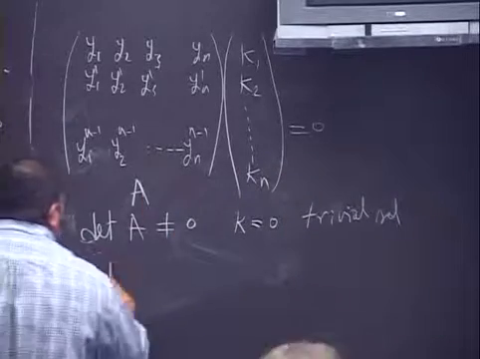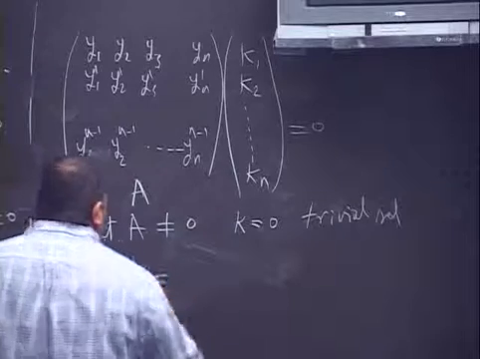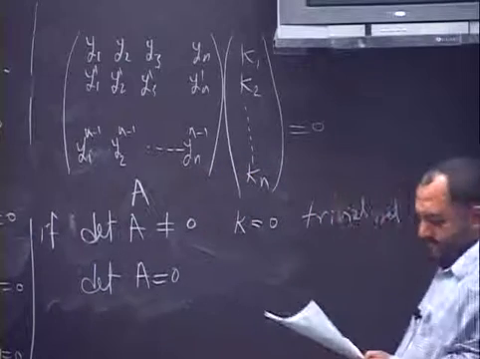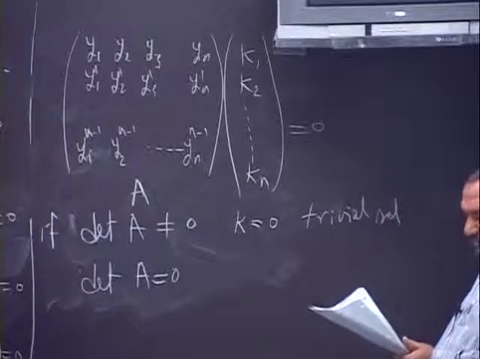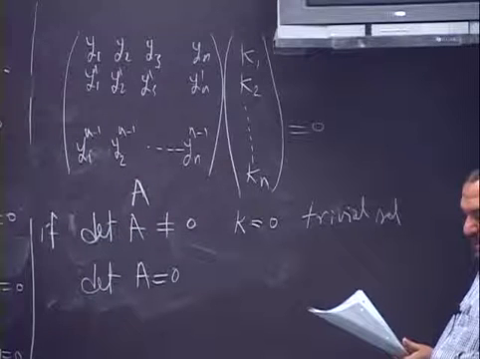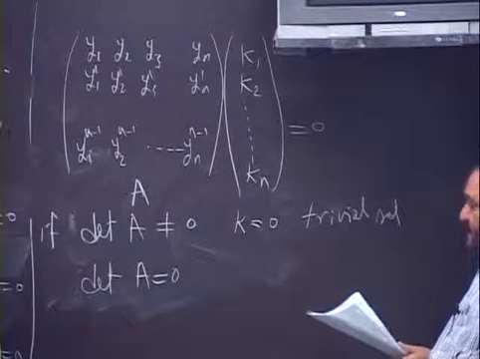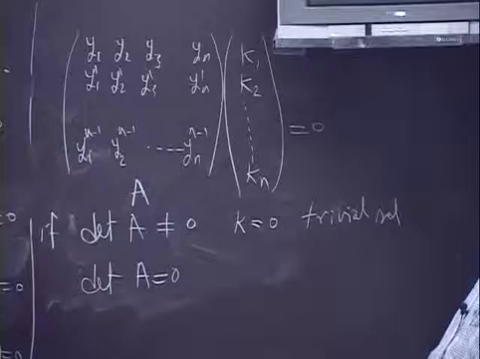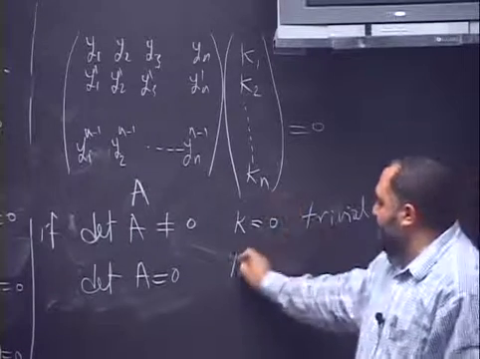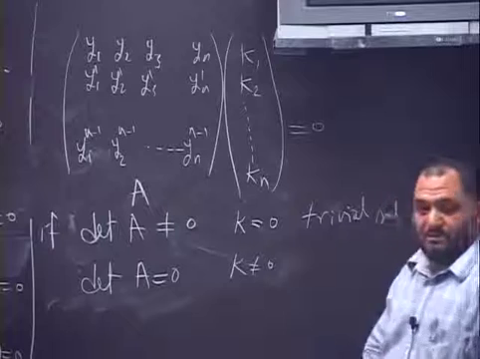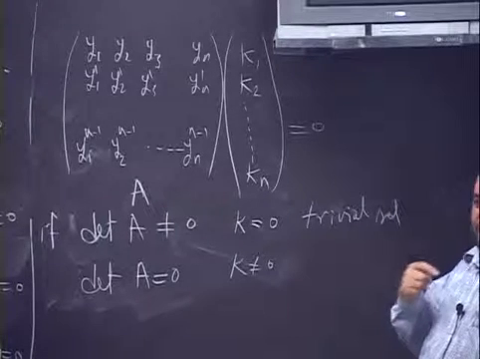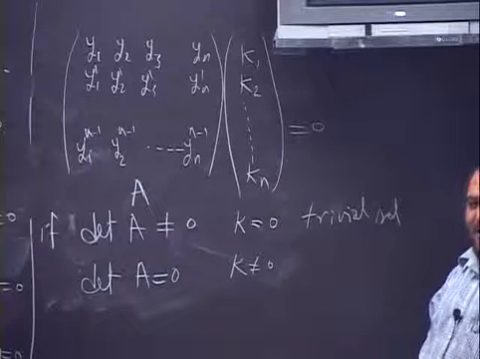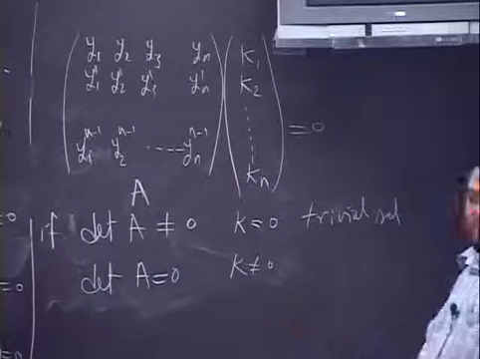If the determinant of A is equal to 0, this means that this vector K will not equal 0. But we are seeking the condition of when K1, K2, K3, K4, and Kn are equal to 0, so that we will have a linearly independent solution.